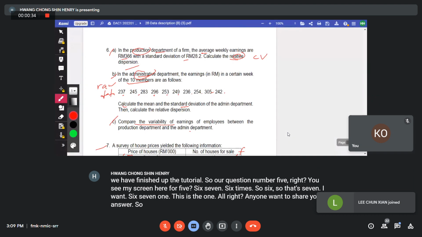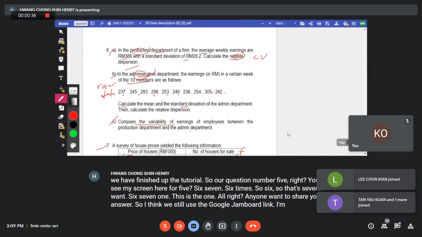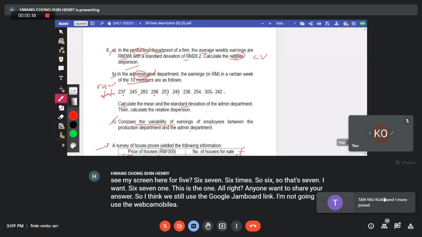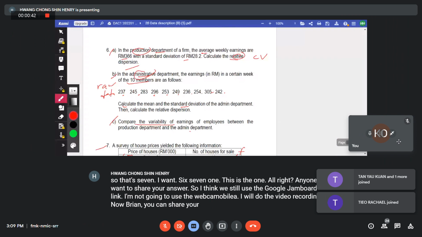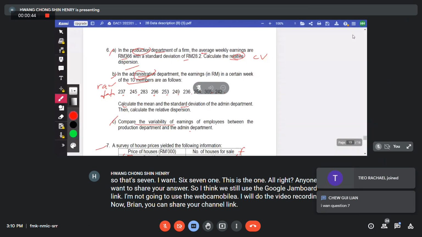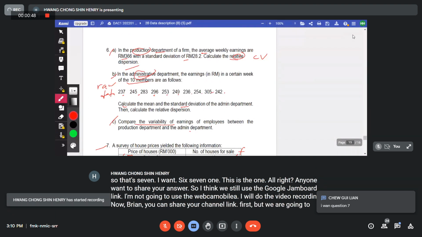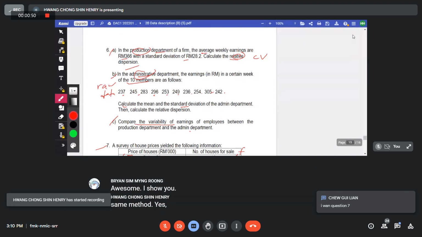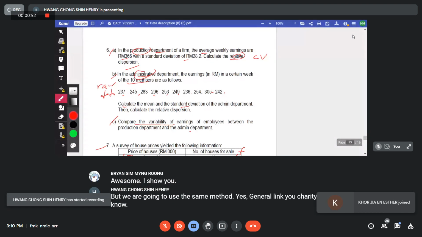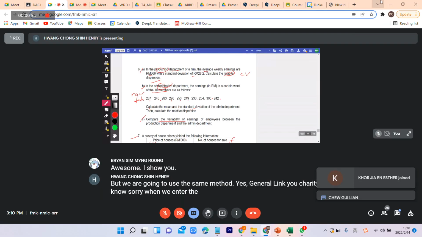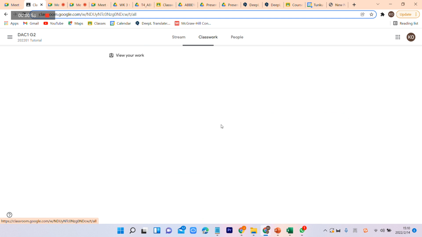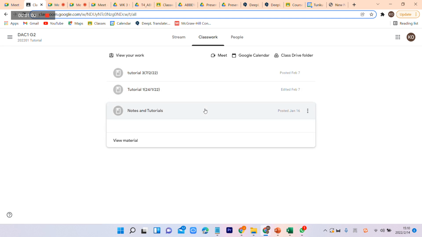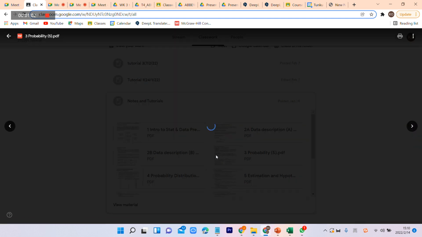So I think we still use the Google Jamboard link, right? I'm not going to use the webcam or whatever. I will do the video recording now. Brian, you can share your Jamboard link. So as we are going to use the same method. Yes, Jamboard link. You share already, I know. Sorry, when we enter the Jamboard link now, and I present my answer. Oh, you are the one, you're going to present 6 star? Yes. Okay, so we wait for the recording first.